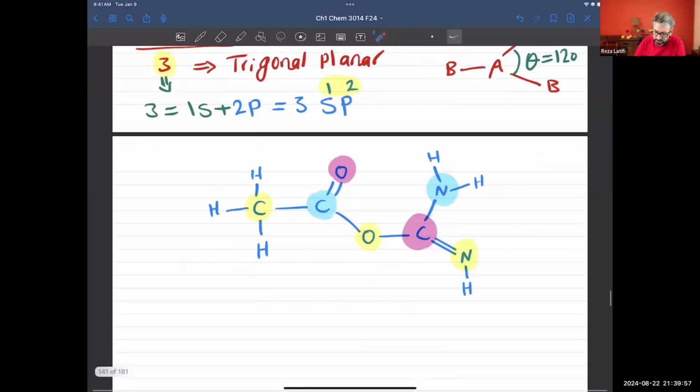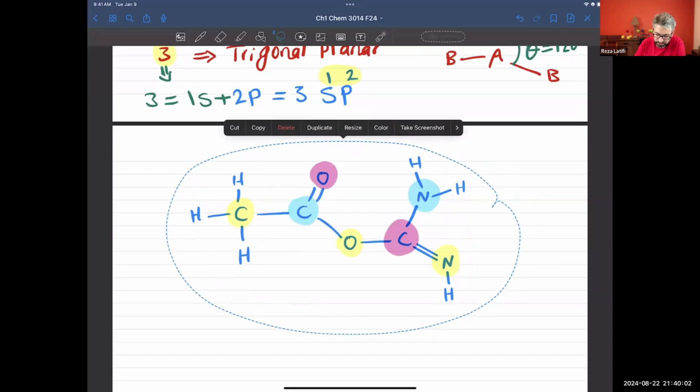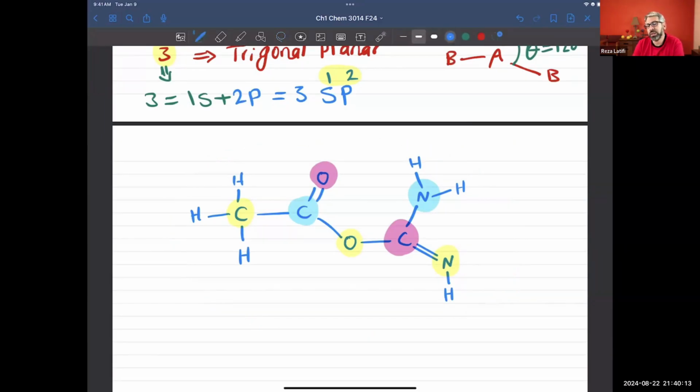Let's zoom in on oxygen. This time we have 2 oxygens. The first one, the pink one, is kind of tricky. Why tricky? You need to ask yourself whether oxygen is octet or not. Clearly it's not. How do I know?